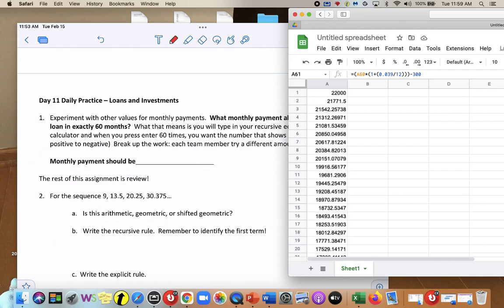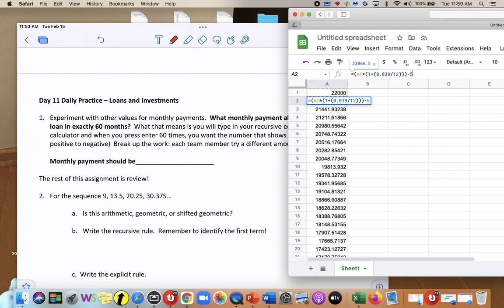But you have to experiment with different values. So in our program, instead of minus 300, let's make a bigger payment of 400 and see what happens. Oh, it recalculates it for us, so we don't have to pull it down. All right, so now we're looking at month 61, which is really month 60. Oh, it's still positive. So what you're doing is trying to figure out the payment value. You're just changing this one number.